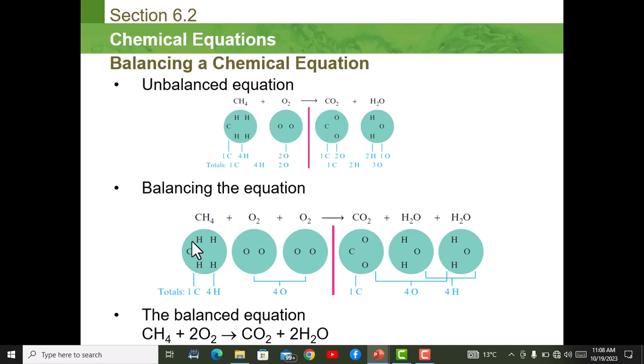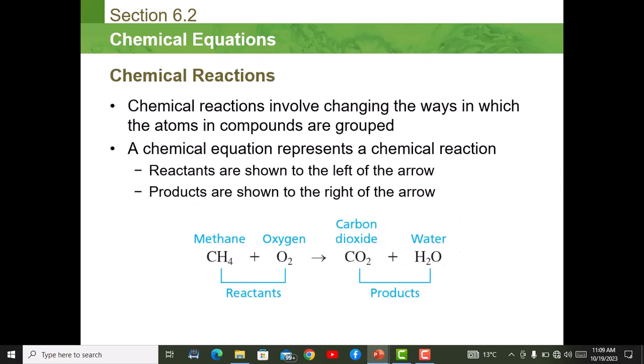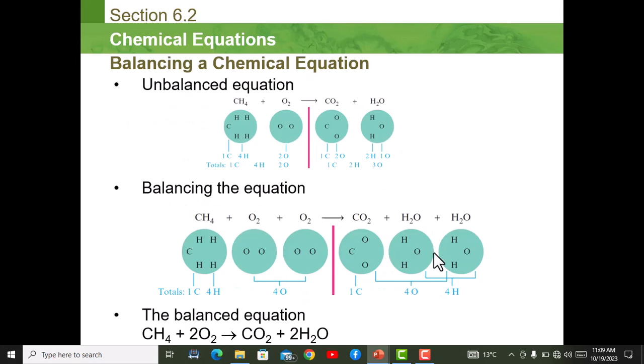Now remember initially what we had. We had CH4, O2, CO2, H2O. Now remember, we have 1. Now this is a balanced chemical equation. This is a balanced chemical reaction.